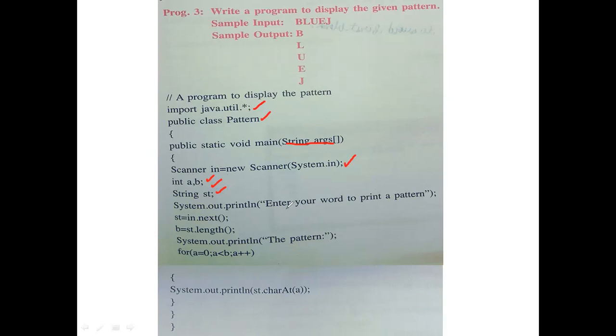A message is given: enter your word to print a pattern. st is equal to in.next. It is not nextLine, it is only next. He is accepting a word from the user. Assume we entered blue jay. So what is the length of blue jay?